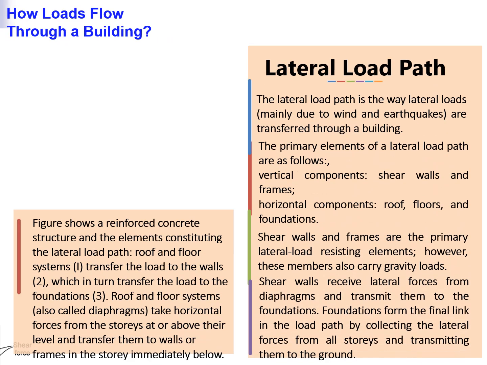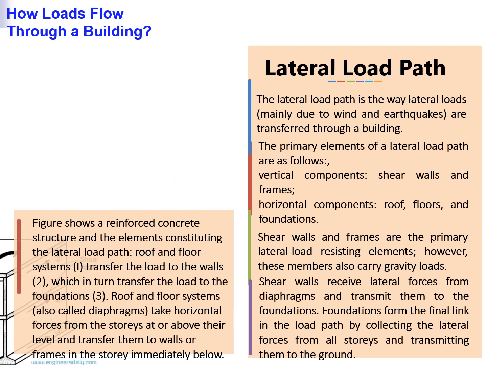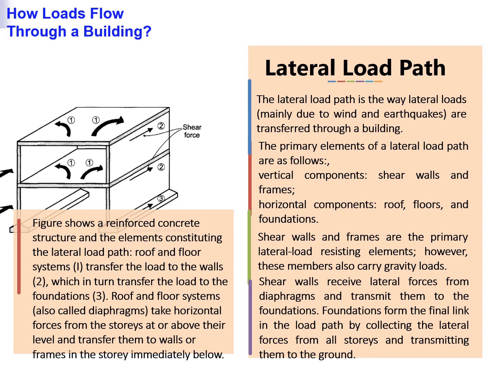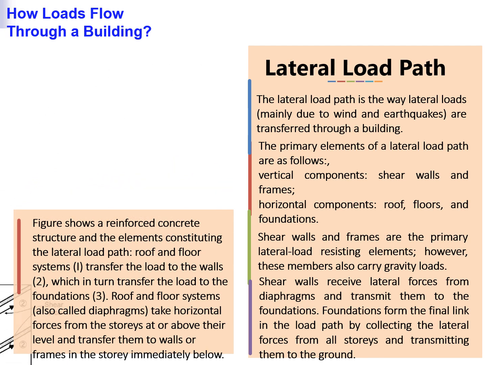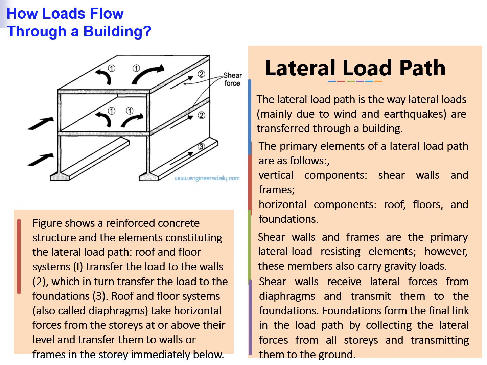The lateral load path is the way lateral loads, mainly due to wind and earthquakes, are transferred through a building. The primary elements of a lateral load path are as follows. Vertical components: shear walls and frames; and horizontal components: roof, floors, and foundations. Figure shows a reinforced concrete structure and the elements constituting the lateral load path.